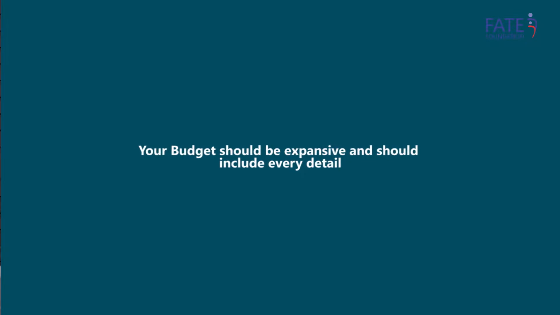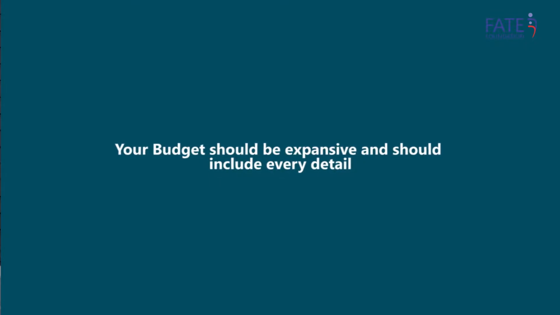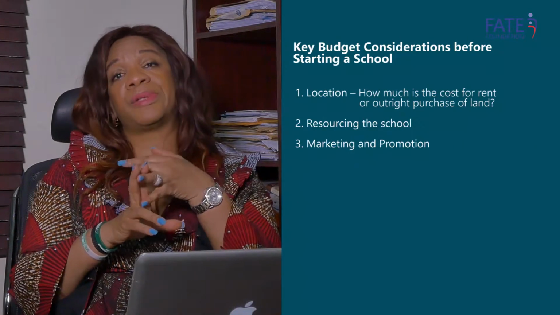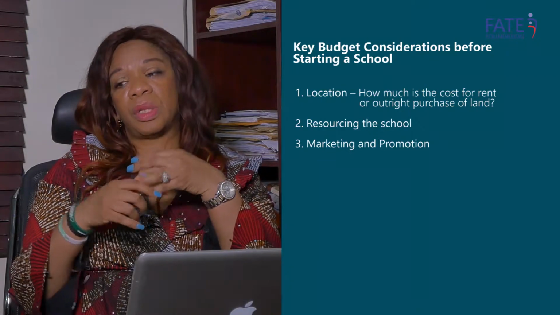So the budget has to be quite expansive, such that when you're doing a business plan and a financial plan, you make sure that you add everything, your marketing, your promotion. It's quite expensive now to promote a school, because sometimes you want to go on radio, you want to go on TV even. When you're starting a new school, newspapers are sometimes too expensive. Most people don't do that. So you have to have a cost for your promotion.